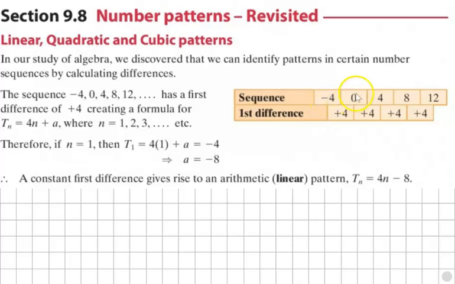And to get from -4 to 0, we add 4. To get from 0 to 4, we add 4. To get from 4 to 8, we add 4. To get from 8 to 12, we add 4.